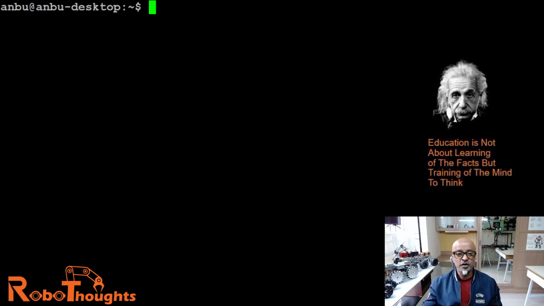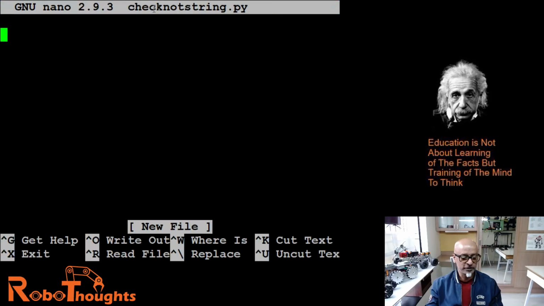I have logged into my Jetson Nano already and I am in my terminal. So let's create a new file, nano check not string dot py, check not string dot py. You can name it whatever you want, guys.